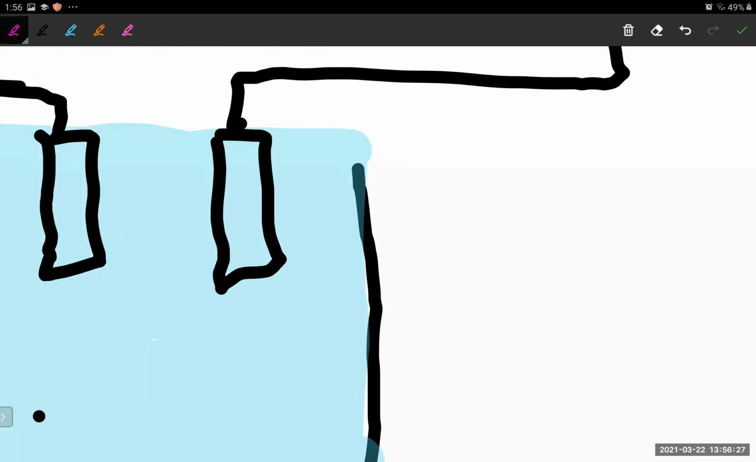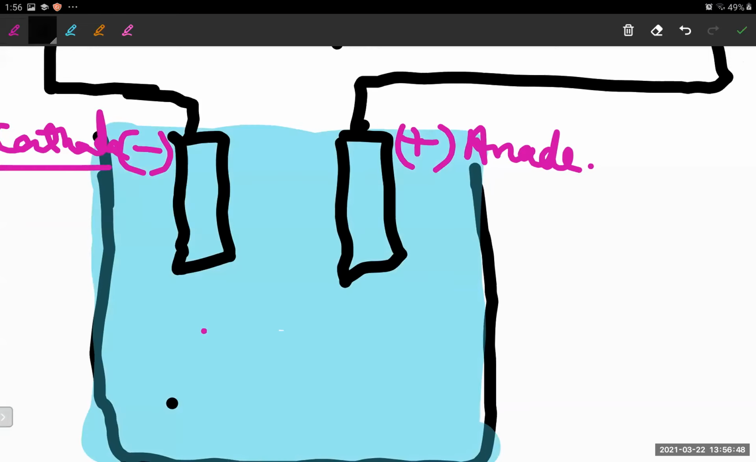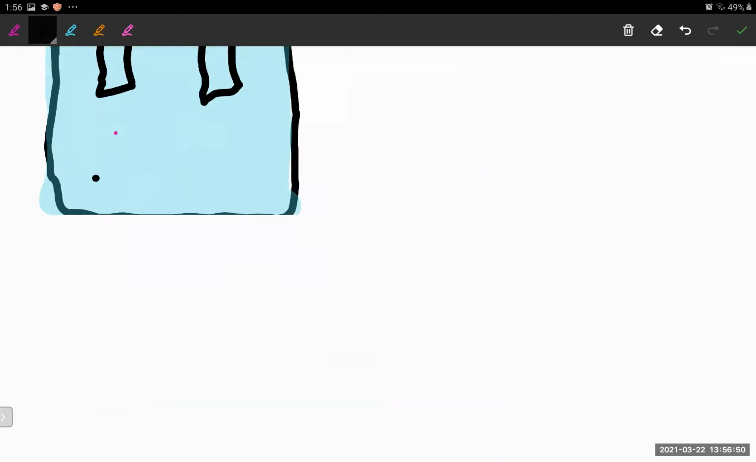So let's name the electrodes as the anode and the cathode. This one, let's make it positive. That means it is the anode, and this one is negative, and this is the cathode. So let's start. We'll be having the same things. Let's see what dissociation will be happening first of all.